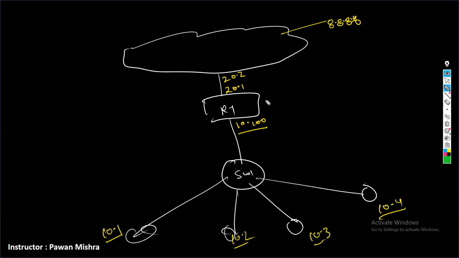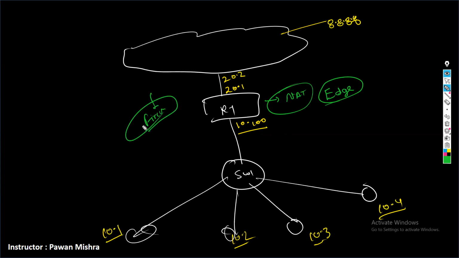So where are we implementing NAT? NAT we implement on the edge device. What is the meaning of edge device? The device that is connected with your ISP as well as connected with your LAN network. It means the side device, the edge device. Maybe it is a firewall as well. Yes, if in your company we have a firewall, we always implement NAT on the firewall.